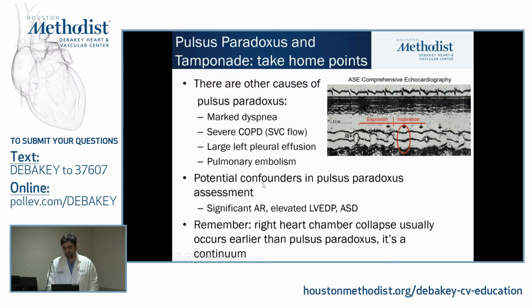And then you have to keep in mind confounders in pulsus paradoxus, tricuspid and mitral inflow. Someone with significant AR, pre-existing diastolic dysfunction, someone with ASD, all of these potential scenarios will modify the likelihood of manifesting both tamponade type changes and constriction type changes. And then the chamber collapse is a nuanced conversation.